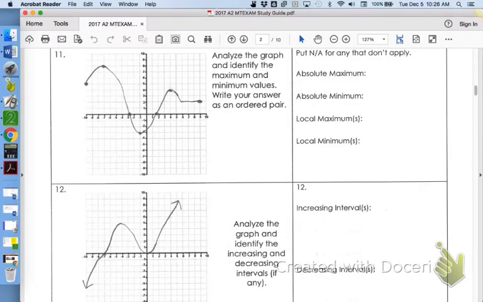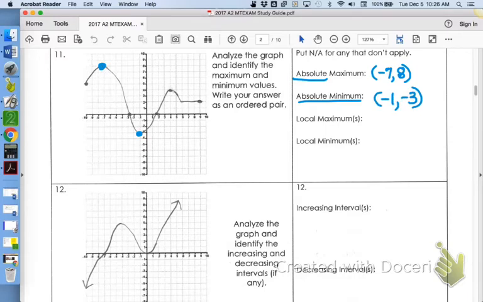Absolute max and mins, local max and mins. So absolute means the highest. That's the highest point. You just name it as an ordered pair. Hopefully, those numbers are really small, so hopefully I got those right. Absolute min, that's the lowest part of the graph. It happens to be there.